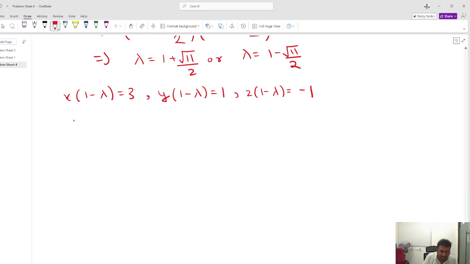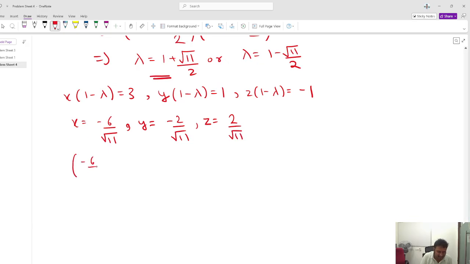x is equal to, if you substitute this one, see 1 and 1 will be cancelled and it will be minus 6 by under root 11. And y is equal to, similarly, 1 and 1 will get cancelled. It will be minus 2 by under root 11. And z is equal to, you can see it will be plus 2 by under root 11. So one point is minus 6 by under root 11, minus 2 by under root 11, and 2 by under root 11.